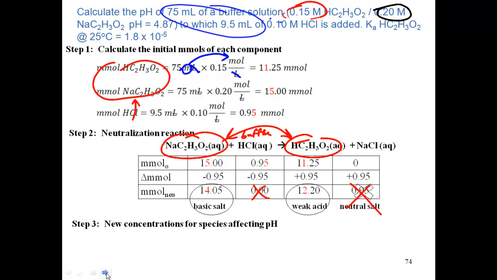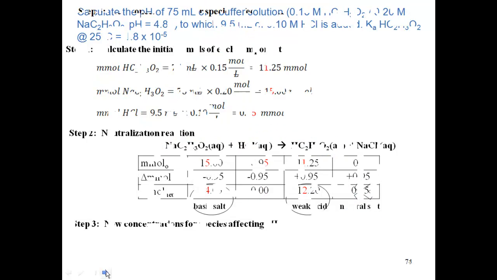75 mils of the buffer plus 9.5 mils of that added acid. So step 3, new concentration for the species affecting pH, meaning I'm not going to worry about sodium chloride. After neutralization, my sodium acetate amount is 14.05 millimoles. I divide that by my total volume, which is 75 plus 9.5. You can see my prefix milli cancels, leaving me moles per liter, which is 0.166 molarity of sodium acetate after neutralization. Do the same thing for acetic acid.